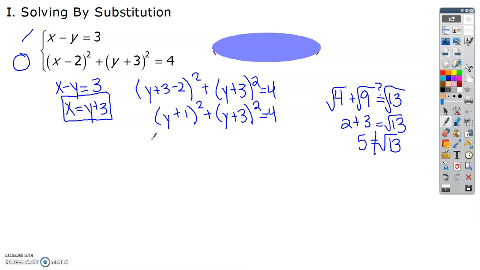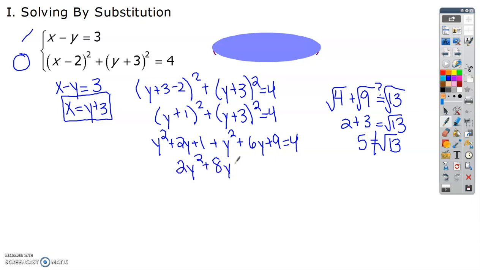So don't do it. Instead I FOIL. So I'm going to have y squared plus 2y plus 1 plus y squared plus 6y plus 9 equals 4. Combining like terms, I have 2y squared plus 8y plus 10 equals 4. You always have to get everything to one side. So 2y squared plus 8y plus 6 is 0.